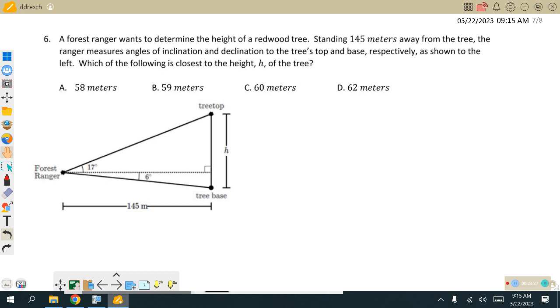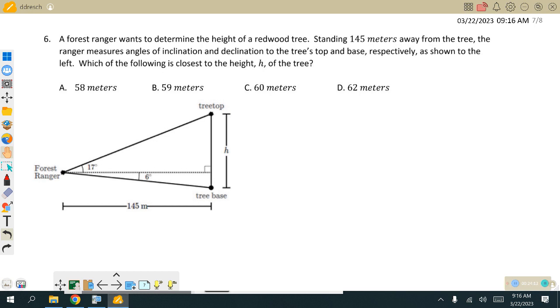A forest ranger wants to determine the height of this redwood, standing 145 meters away from the tree. The ranger measures the angles of inclination and declination. So, angles of elevation and angles of depression. Same thing, inclination, declination. What we want to do then is, again, find the height of this tree. So what we've got is the angle of depression. There's my imaginary horizontal of that forest ranger standing there. That's my declination. That's my inclination.